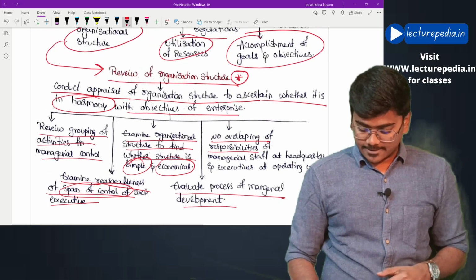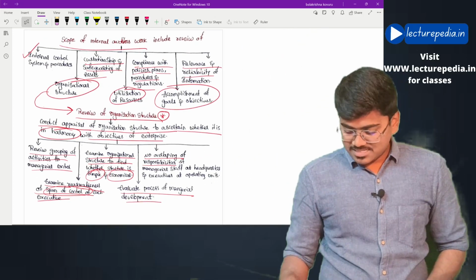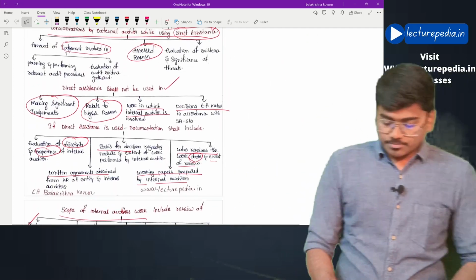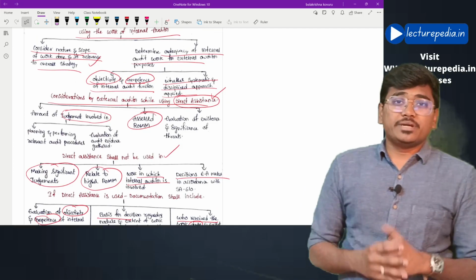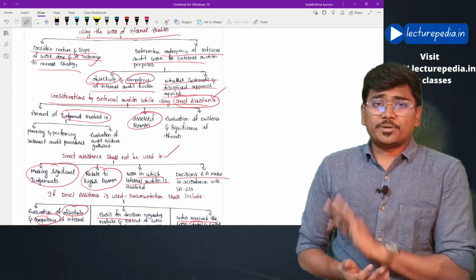Hope this is clear. So this is the revision of internal audit, and in the next class we will be meeting management and operational audit.